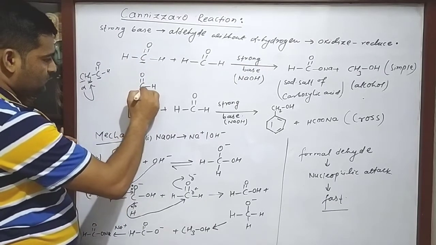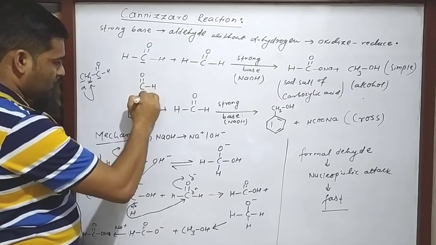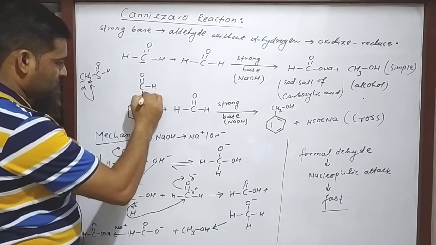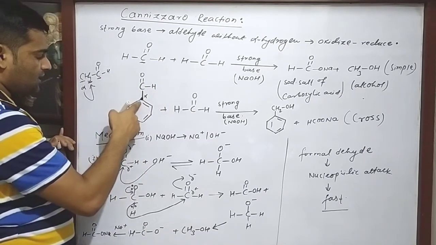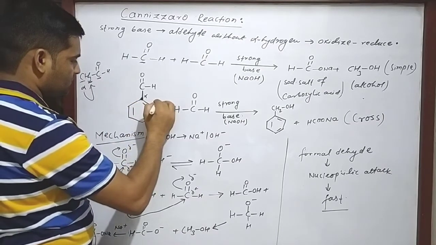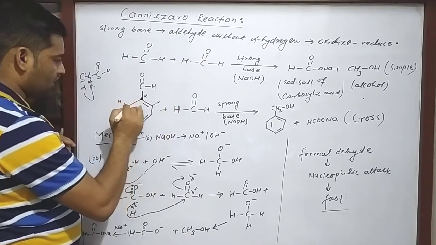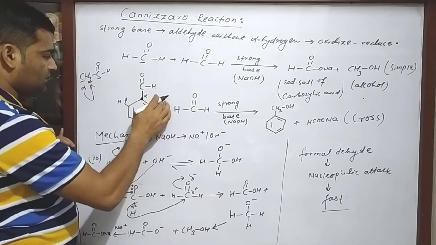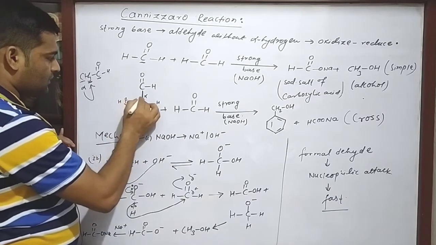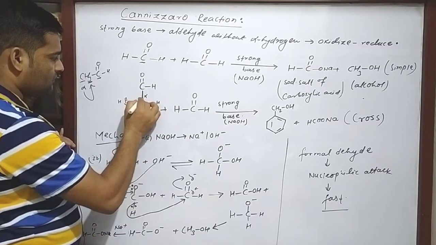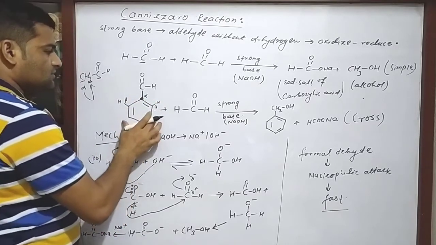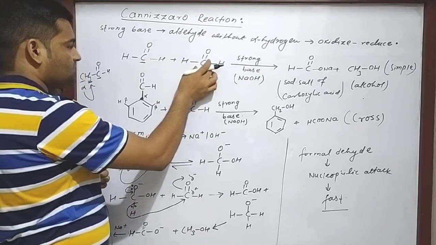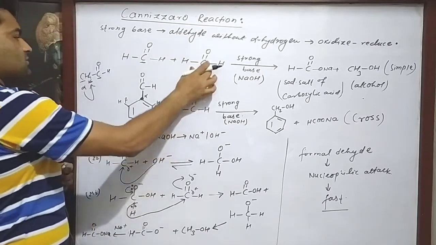And when you observe this molecule, benzaldehyde, this is the carbonyl carbon, and here the next carbon is the alpha carbon, and this alpha carbon also doesn't contain hydrogen. Here this carbon contains hydrogen, but this is beta carbon, and these are beta hydrogens. Due to absence of alpha hydrogen, it undergoes Cannizzaro reaction, and here also due to absence of alpha hydrogen it undergoes Cannizzaro reaction.